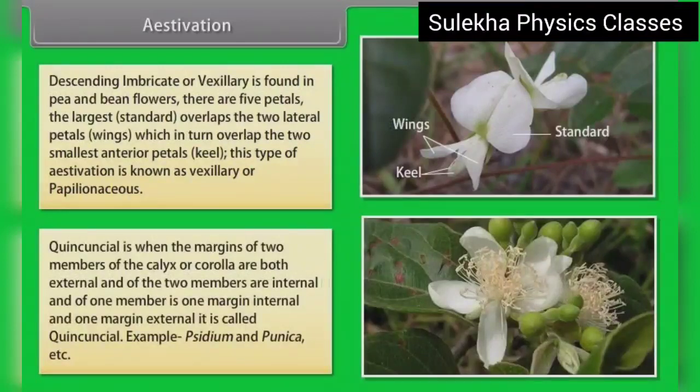Quincuncial is when, of the 5 members of the calyx or corolla, 2 members have both margins external, 2 members have both margins internal, and of one member one margin is internal and one margin external. Then it is called quincuncial. Example, Psidium and Punica, etc.